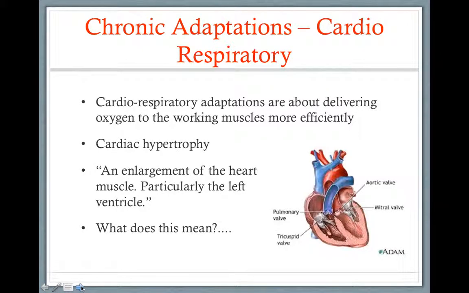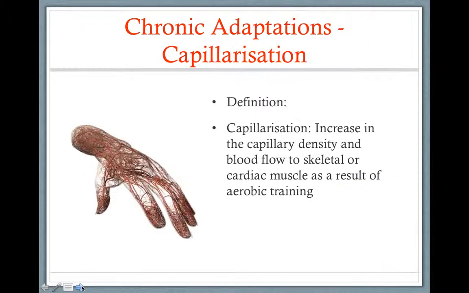So, chronic adaptations to the cardiorespiratory system. Cardio, heart; respiratory, lungs. Cardiorespiratory adaptations are about delivering oxygen to the working muscles more efficiently. Makes sense. The more efficient we can be, the better off our performance is going to be. We spoke about cardiac hypertrophy, enlargement of the heart, particularly the left ventricle. Remember, as it appears in the body, the left ventricle is down here. We're able to get more blood in there. It's a bigger area, so we can get more blood, more oxygen, and work at a higher intensity for longer.